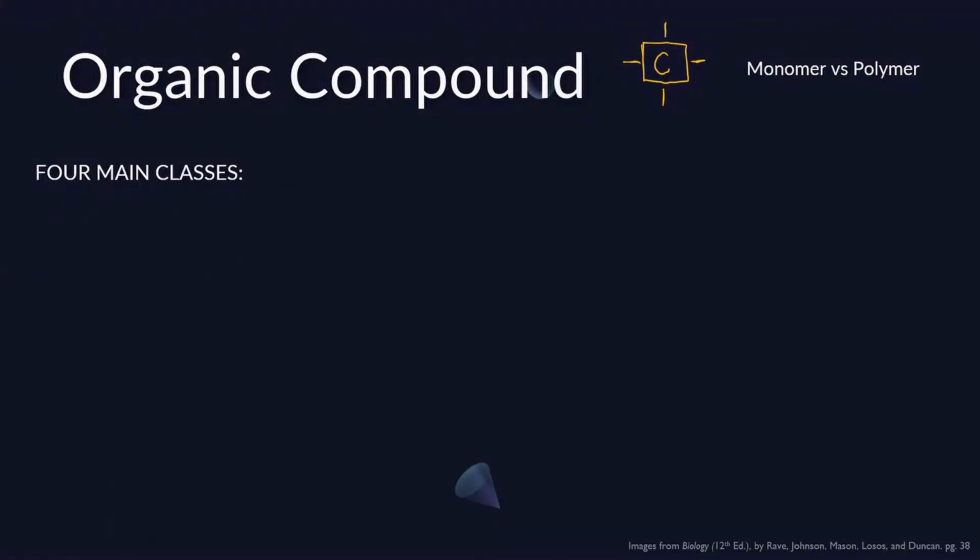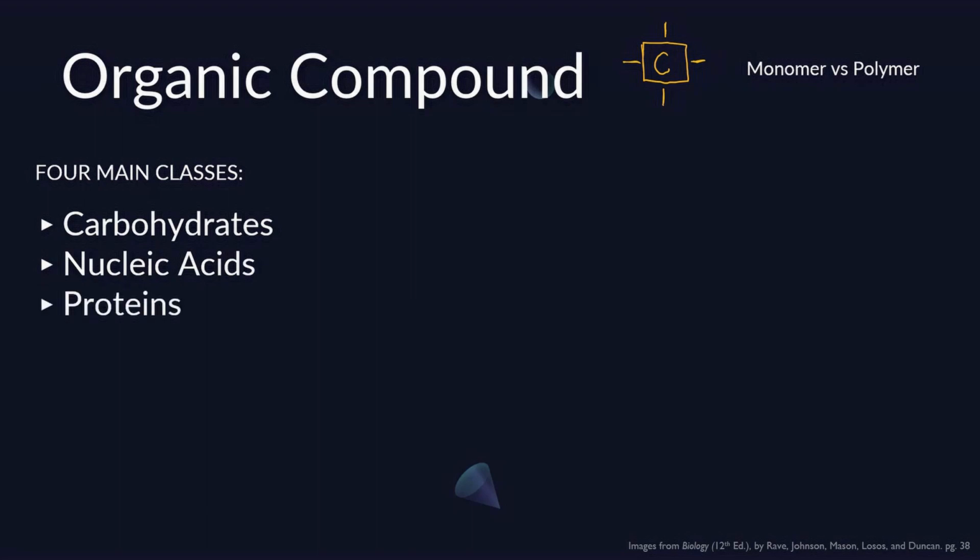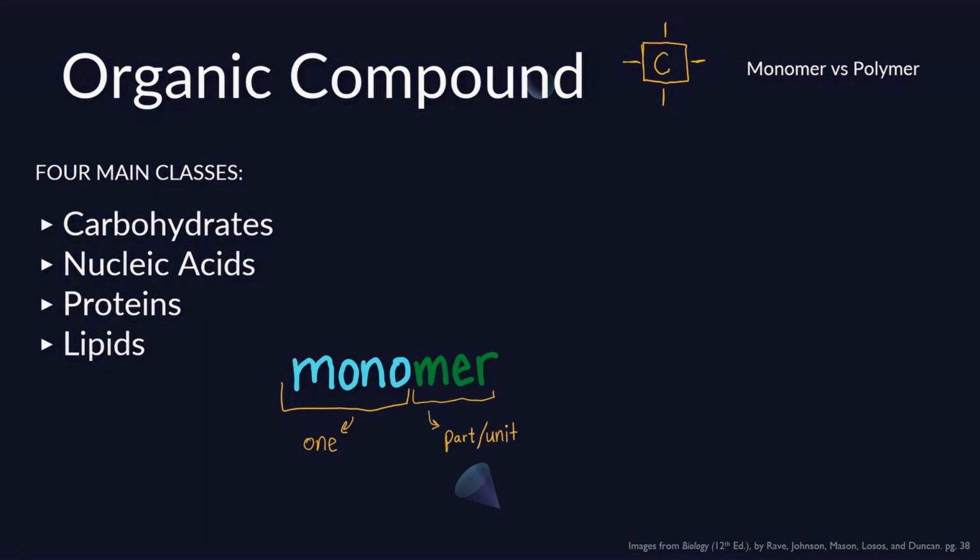Circling back to organic compounds, let's go ahead and talk about monomers versus polymers. There are four main types, or classes, of organic compounds found in all living things. Our biological molecules, as we went over, are our carbohydrates, our nucleic acids, our proteins, and our lipids. Now, for each one of these four macromolecules, their smallest unit is what we refer to as a monomer, where mono means one and mer means part or unit. So a monomer is just one part or one unit of a larger molecule.